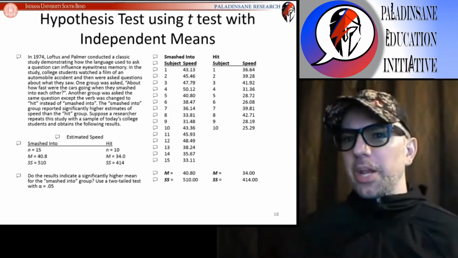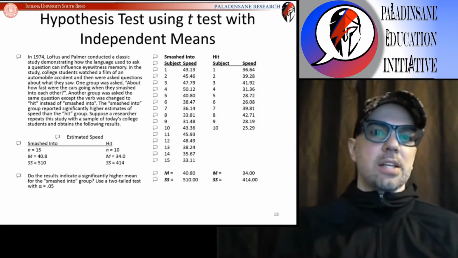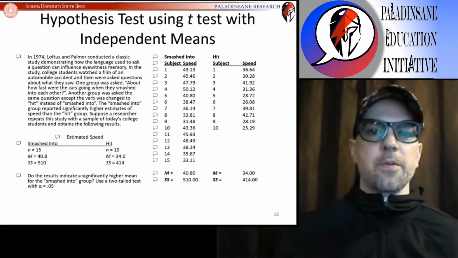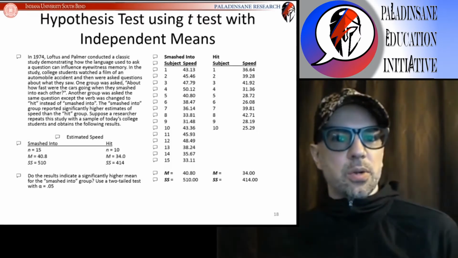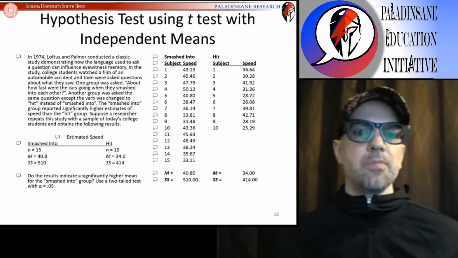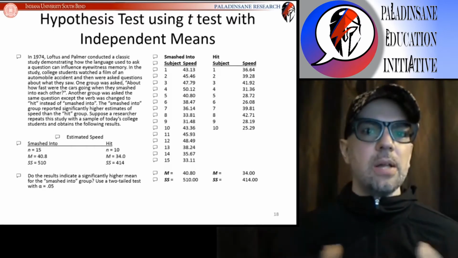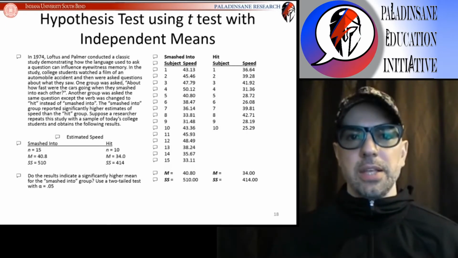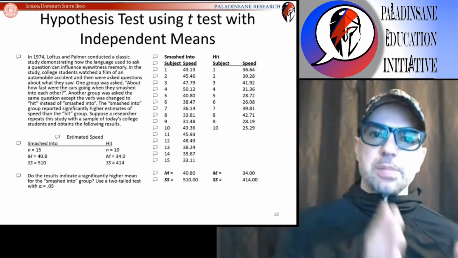These subjects were incredibly specific on their speed estimates for this study. Subject number 1 in the smashed into group said that the cars were going 43.13 miles per hour. Subject number 1 in the hit group had an estimate of speed of 36.64 miles per hour. Importantly, those are two different subjects. Those are two different people. Those two people are independent of each other, hence independent means t-test. So basically, we have 15 subjects in the smashed into group.